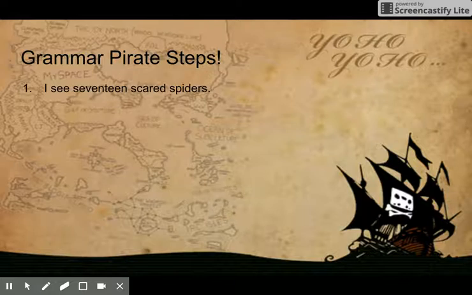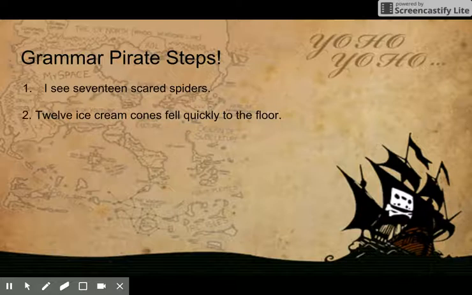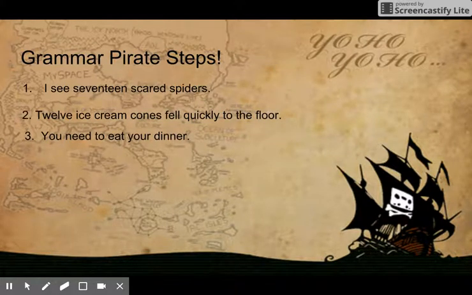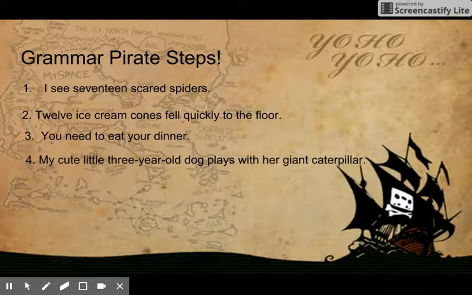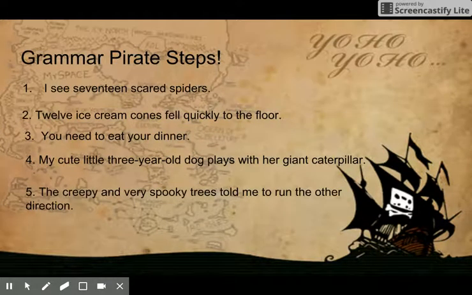I see 17 scared spiders. Number 2, 12 ice cream cones fell quickly to the floor. Number 3, you need to eat your dinner. Number 4, my cute little 3-year-old dog plays with her giant caterpillar. Number 5, the creepy and very spooky trees told me to run the other direction.